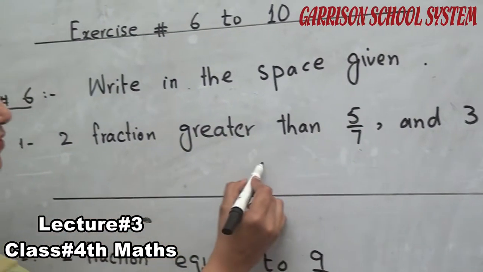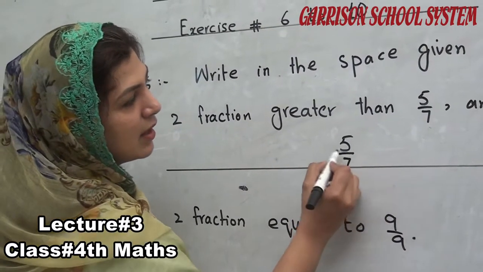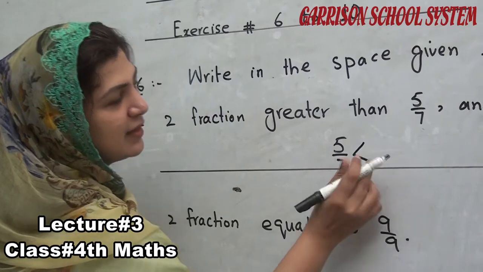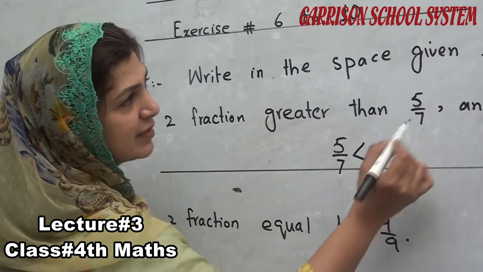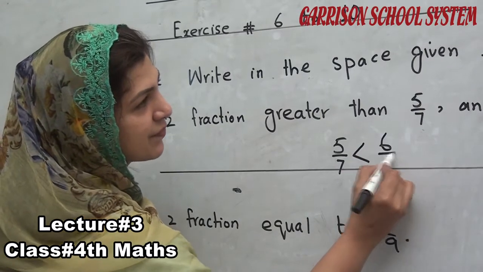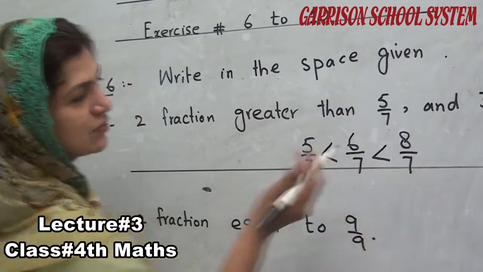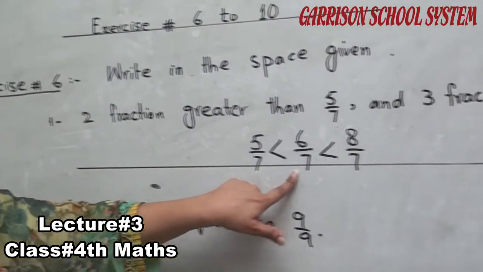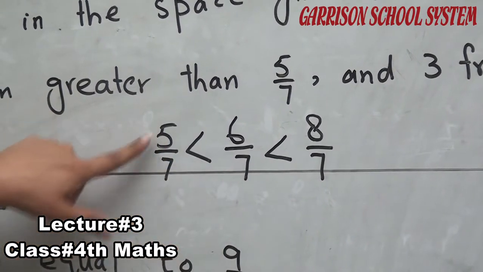The answer is that 5 by 7. In this way, this is the sign of less, and we will write the greater number here. So these two fractions are greater than 5 by 7.